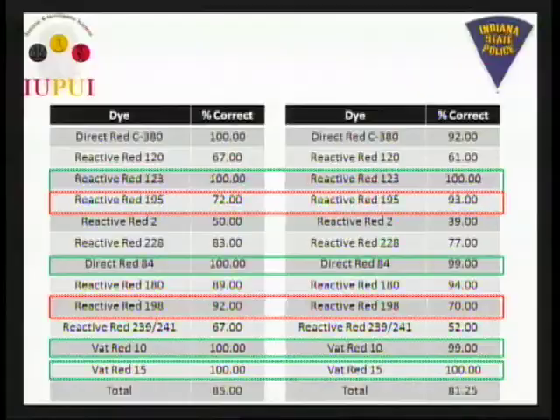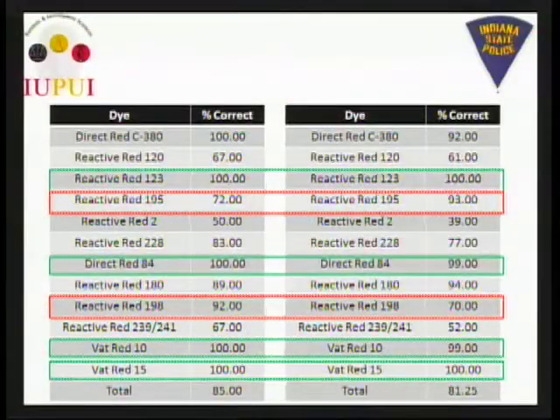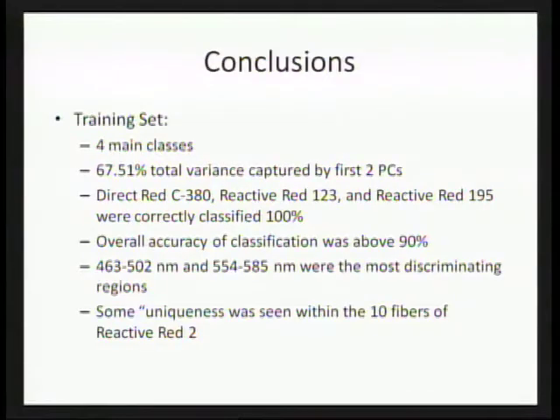You do see some discrepancies, which are highlighted in red. Reactive red 195 at IUPUI was 72% correct, and at ISP it was slightly higher. But then it balances out with reactive red 198, where at IUPUI it was classified correctly 92% of the time, and at ISP 70%. So, conclusions.